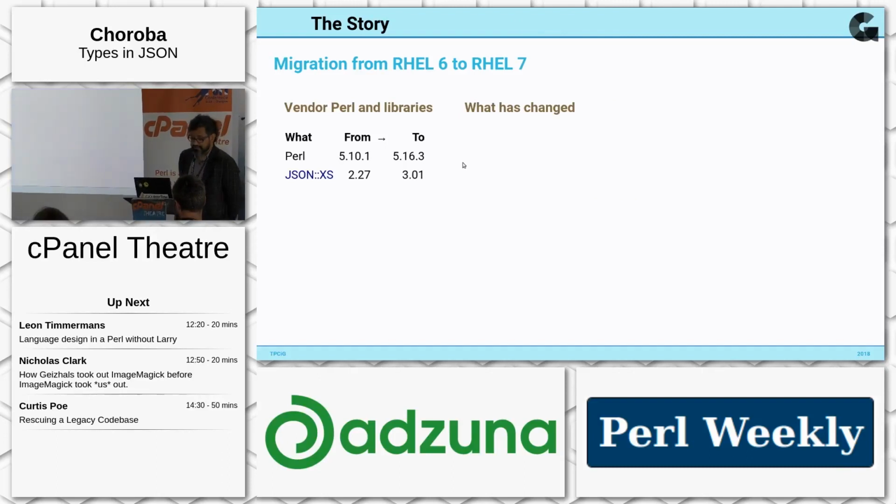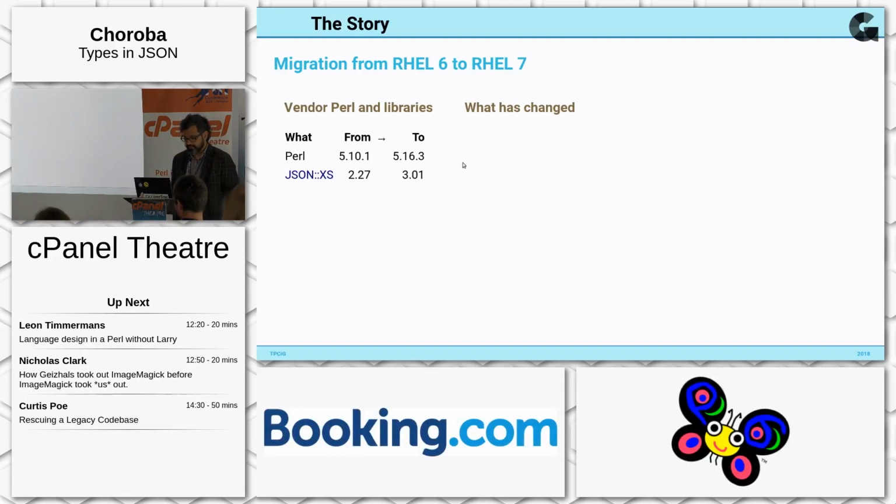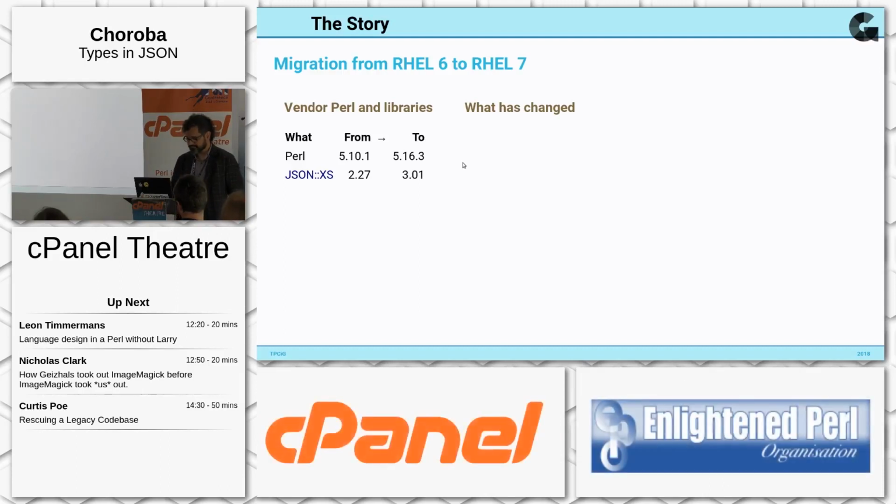Okay, so let's start with a story. So we used Red Hat Enterprise Linux 6 for years, and we needed to migrate to version 7 because 6 was going out of support. And this change meant, among other things, changes in versions of Perl and the JSON access library we used for encoding and decoding JSONs. As you can see from this, we used system Perl and vendor provided libraries. I'll get to it later.